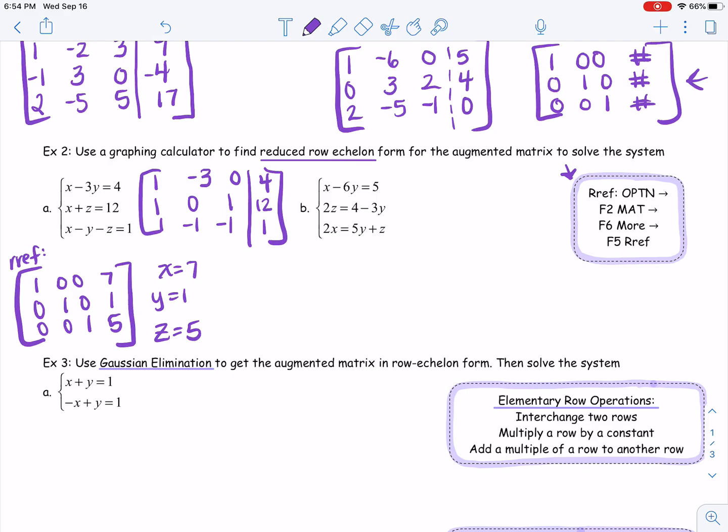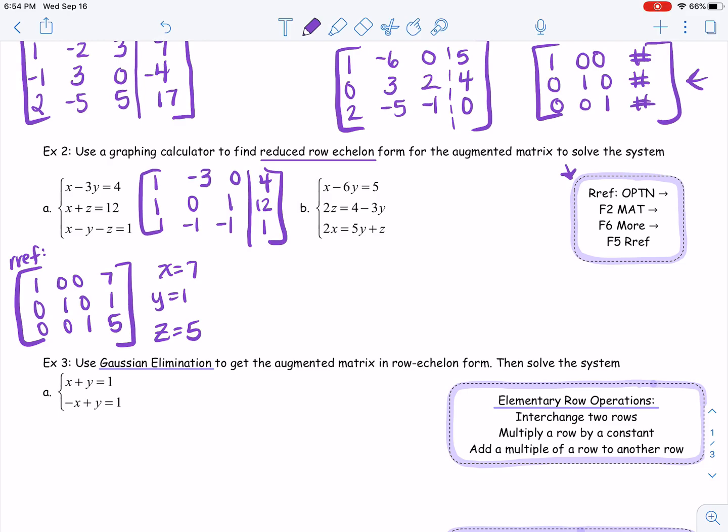Okay? So let's try it again. But notice in B, it's not in the standard form that we normally see. It's not x, y, z equals a number for all of the equations. So you want to make sure that you're rewriting that so it's in the order of x, y, z equals a constant.